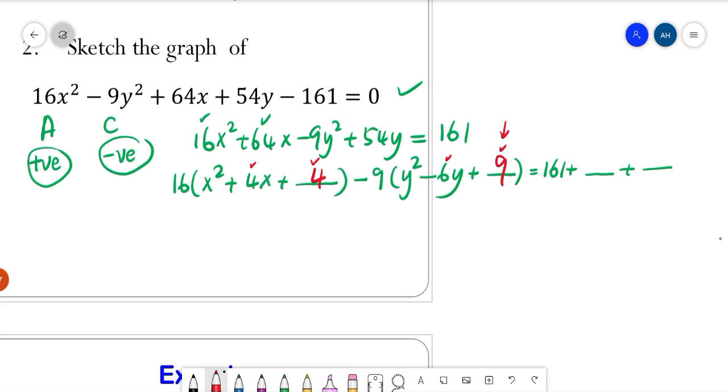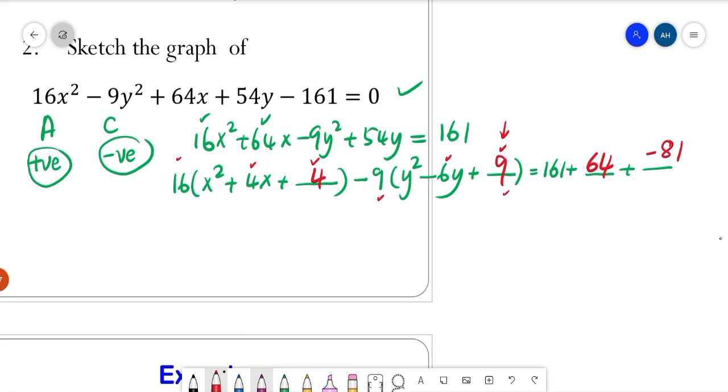Now I want to write down the same numbers on the right hand side. What happened here is that we should not write only 4 and 9, because outside the bracket we have 16. So 16 times 4 is 64, so we have to add 64 there. Now how about the second number? We have negative 9 multiplied by positive 9, which is negative 81. So we have to add negative 81 on the right hand side.